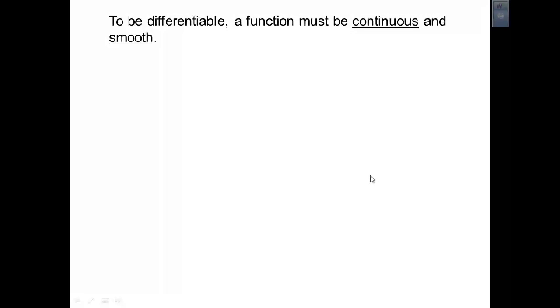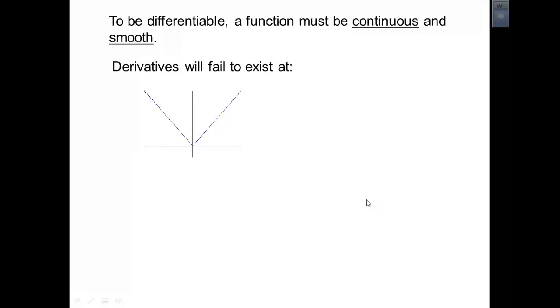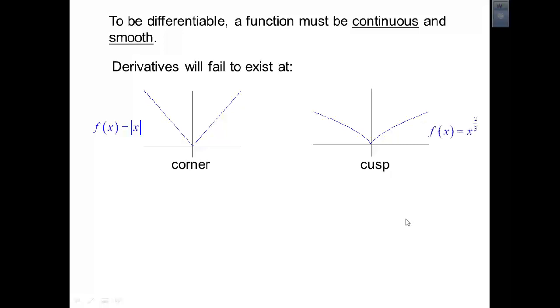All right, now to be differentiable, a function must be continuous and smooth. Derivatives will fail to exist at corners. The absolute value of x is not differentiable at 0. Everywhere else this thing is differentiable. At x equals 0, the absolute value of x is not differentiable because of the corner. A cusp is another place that it's not differentiable.